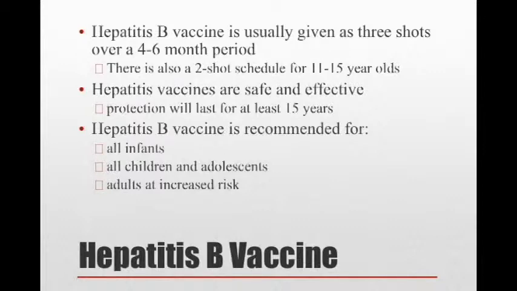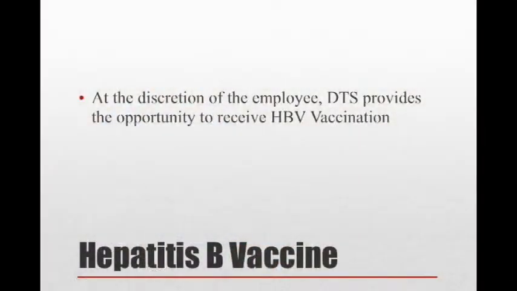There is a vaccine for hepatitis B. It's usually given as three shots over a 4 to 6 month period, and there's also a 2-shot schedule for younger people. Their protection will last at least 15 years. It is recommended for all infants, all children and adolescents, and adults at increased risk. One of the things that's important for us to know is that working here at DTS, you have the option of getting a hepatitis B vaccine, and the seminary will pay for it. Either that or you have to sign a waiver that you don't want it. I believe that's on your quiz as well.